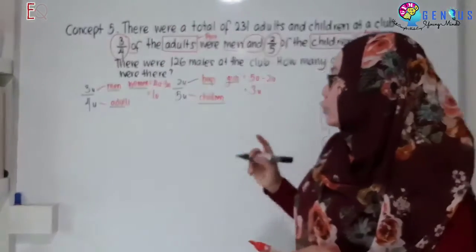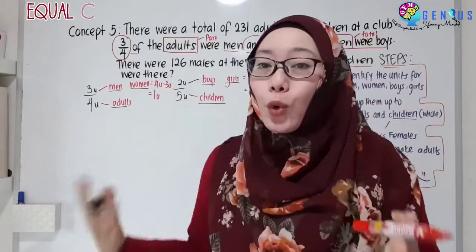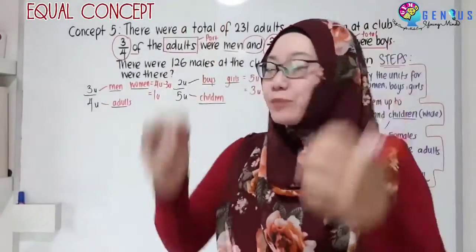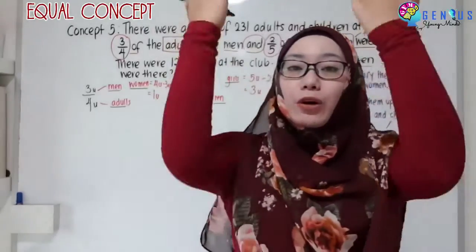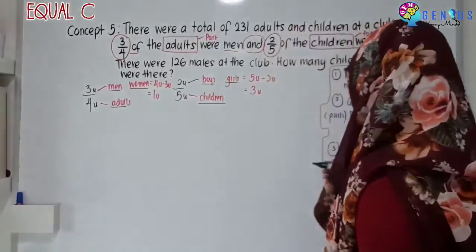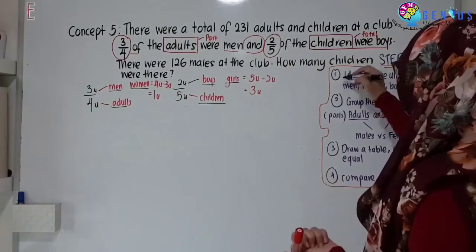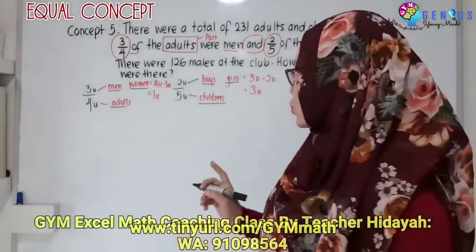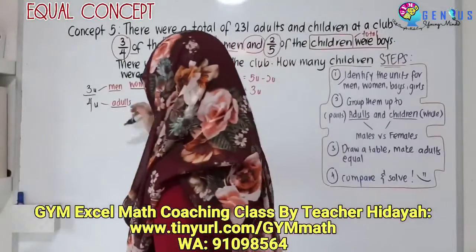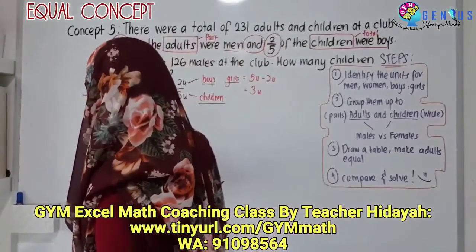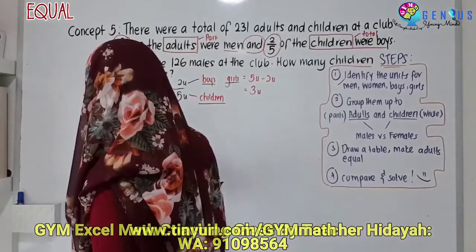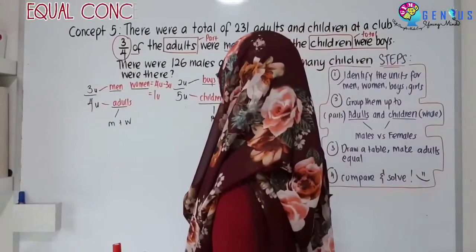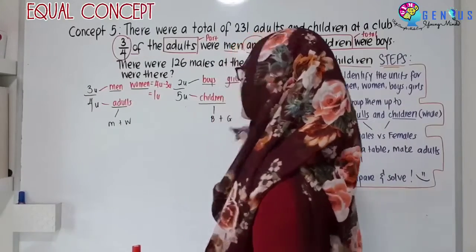Now you have to know who will be in the group of the adults, which is the part, and which one will be in the group of the children. Have we identified the units? Yes, we have. Now we group them up into adults and children. Adults, we are going to have men and women. Then for children we have boys plus girls.